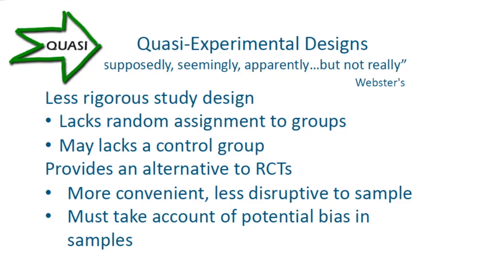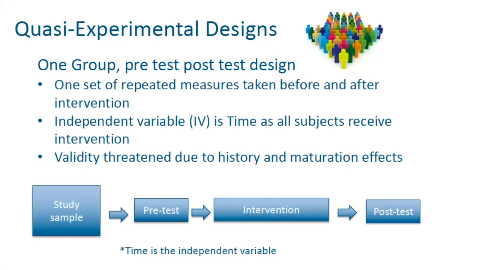A lot of times, it's far easier to put together a quasi-experimental study than it is to do a randomized control trial. It's a lot easier to gather enough participants and put all the planning together. But by the same token, you need to know that there's going to be more bias potential in this type of study.